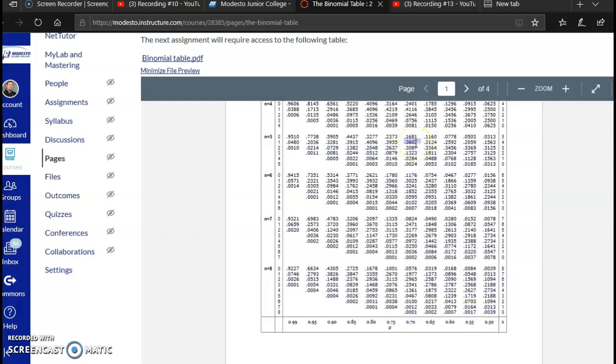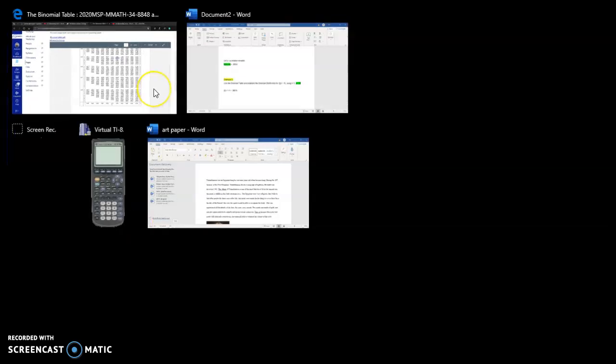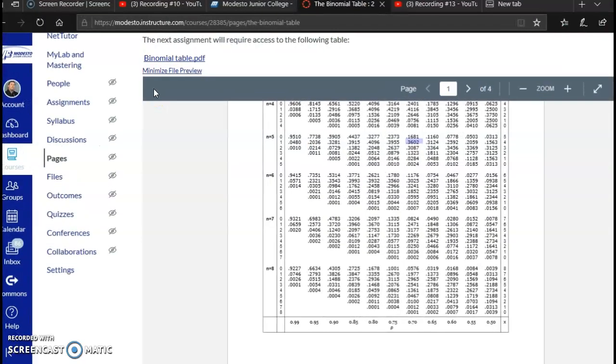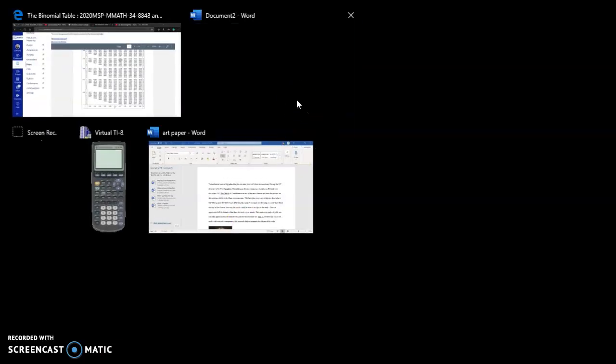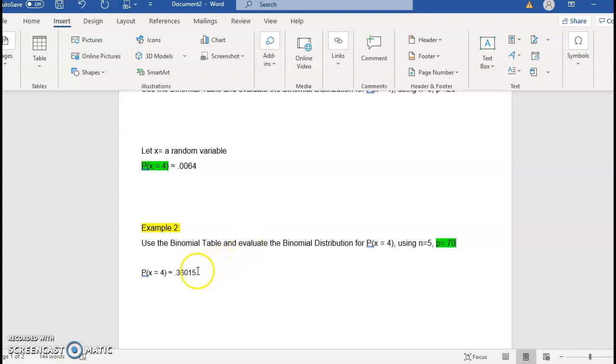0.3602, and it is the intersection of the 0.70, n equal to 5, but your x's are on this side if the probability is greater than or equal to 0.50. So we're getting 0.3602. The calculator is giving us 0.36015, which is actually almost the same, it's just rounding, and it matches to basically 3 decimals.